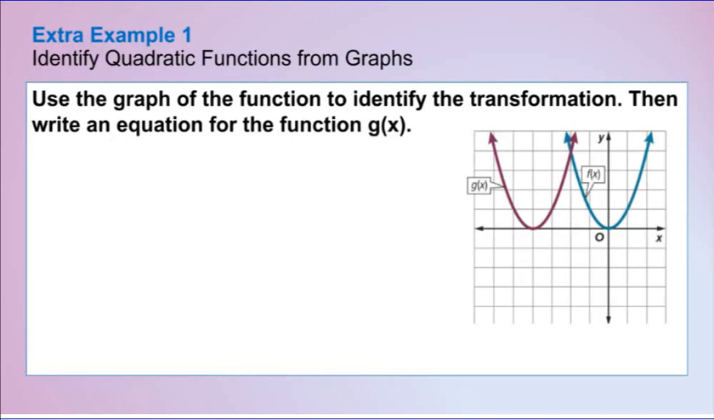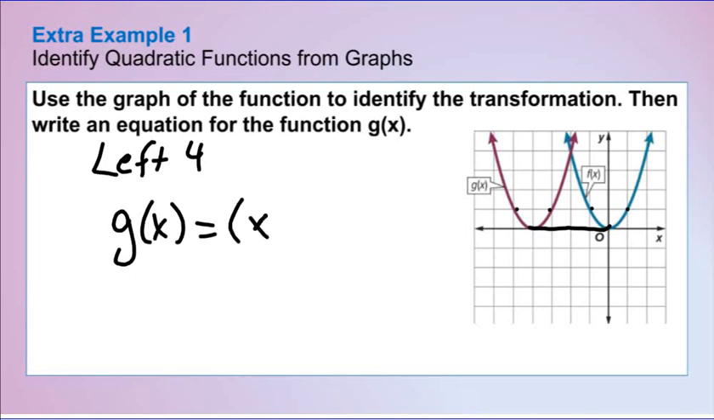Next, use the graph of the function to identify the transformation here. So again, it still just moved left. So this moved left 1, 2, 3, 4. So let's say left 4. It's still only 1 away on each side, so there is no dilation here. So this would be g of x equaling x plus 4 squared. It didn't go up or down, so we would have our equation being g of x equaling x plus 4 squared.